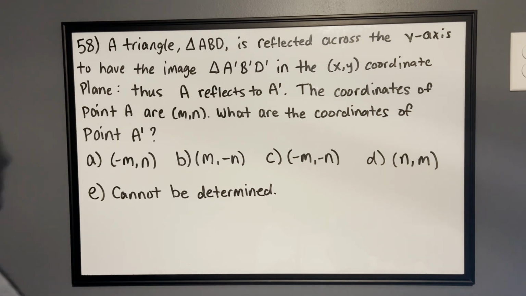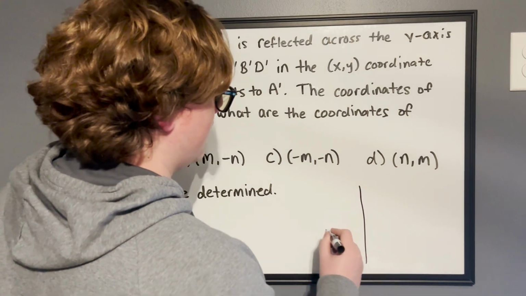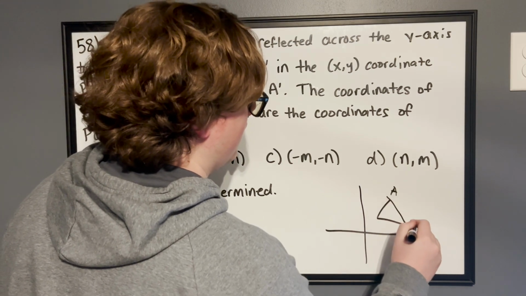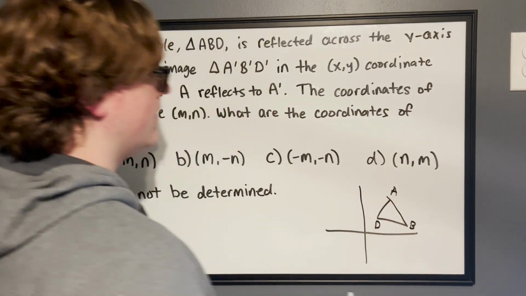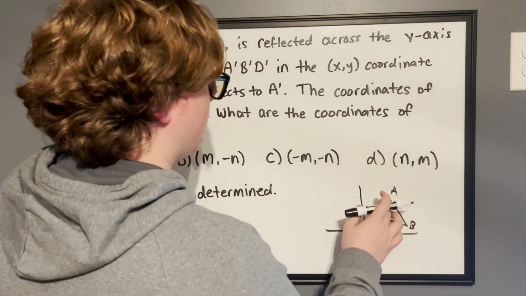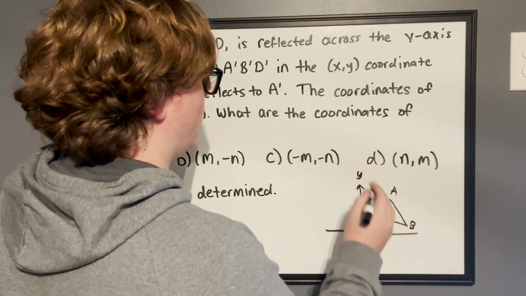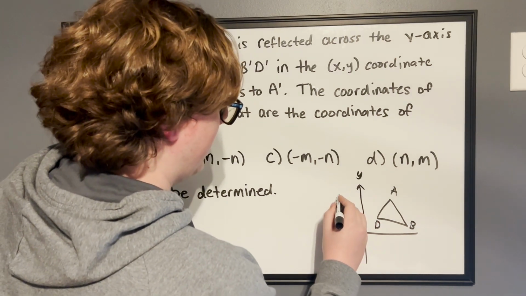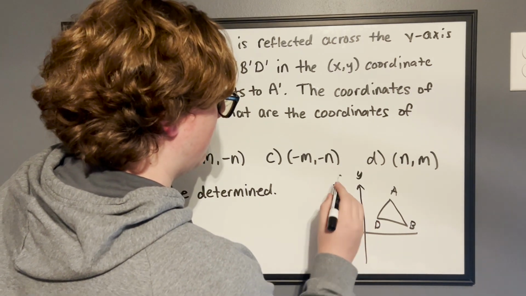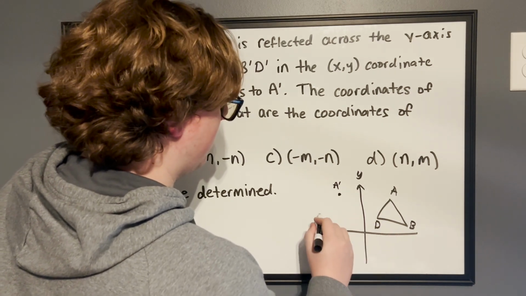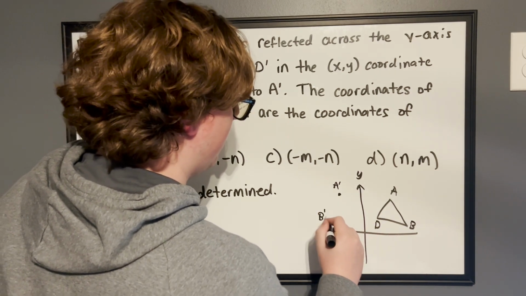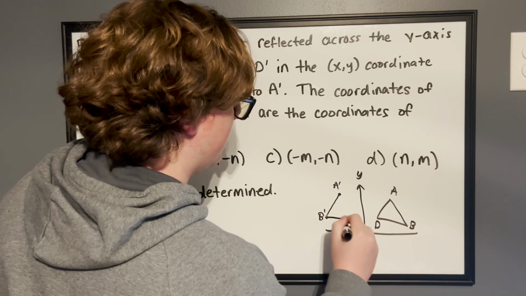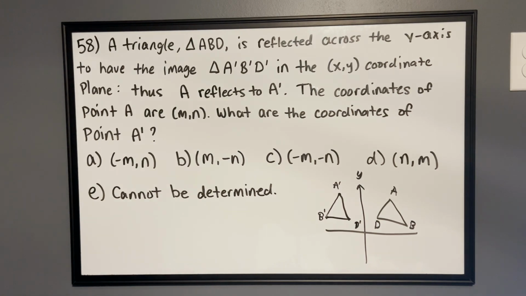Well, first, let's look at what we're doing here. So here's the xy coordinate plane, and we have a triangle here, and we'll just call this A, B, D. And we know that we want to reflect across the y-axis. This is the y-axis. So we're reflecting like a mirror, and we're going to end up with the point A prime right here, and then we're going to end up with B prime over here, and this right here will be D prime. This is our reflected triangle.